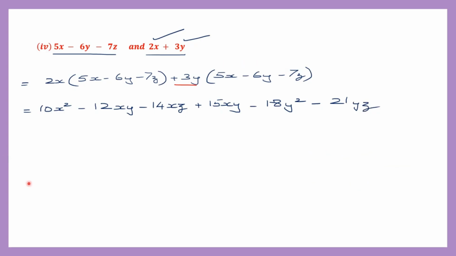Now let's write our answer. So here we have 10x squared. Do we have another x squared? Let's look and see. We don't have, so we can write it as it is. So this is 10x squared.